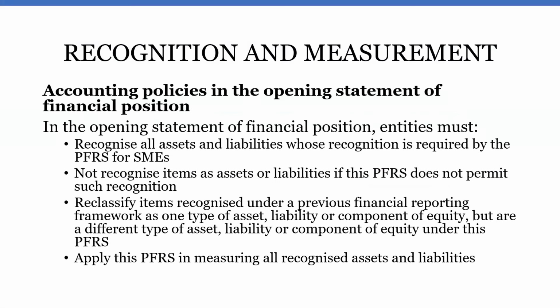Okay, so paano natin i-recognize and i-measure yung transition? In the opening statement of financial position, entities must recognize all assets and liabilities whose recognition is required by the PFRS for SMEs. So, since magta-transition tayo from full to PFRS for SMEs, kailangan natin i-recognize lahat ng assets na nire-recognize as PFRS for SMEs. Tapos yung mga items na hindi nire-recognize under PFRS for SMEs, hindi natin siya recognize sa books natin.